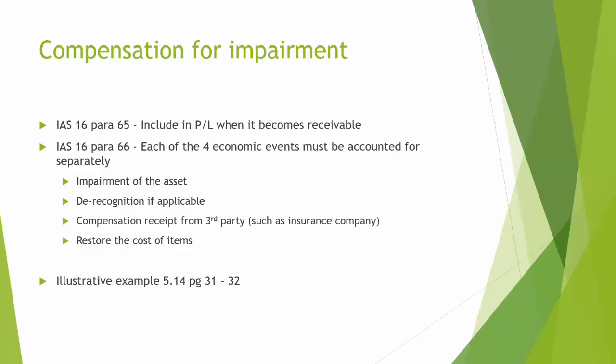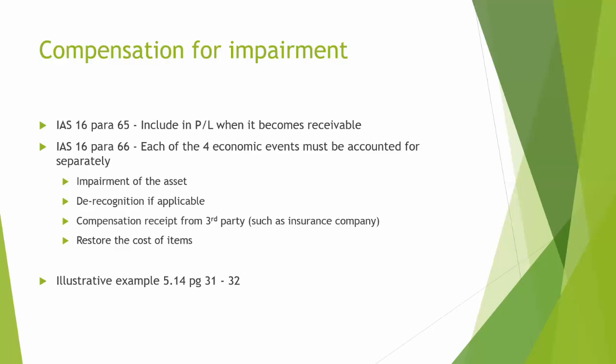Okay, in terms of impairment, it often happens when something gets damaged. And if we have an insurance, then we could get paid out for that damage. So we could receive compensation because of the fact that our item is impaired. So when you receive this, you need to please include it in profit or loss. It's not part of the actual property, plant, and equipment side. It is separate. And you need to then do 4 separate economic events.